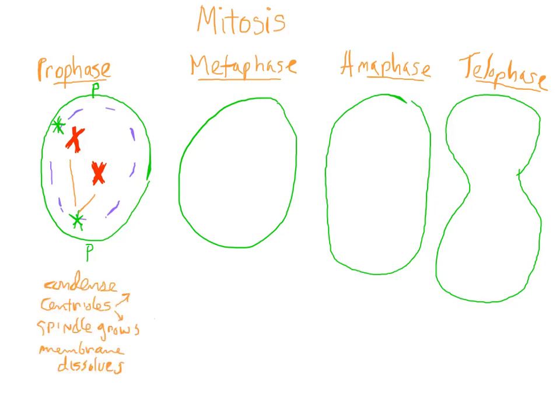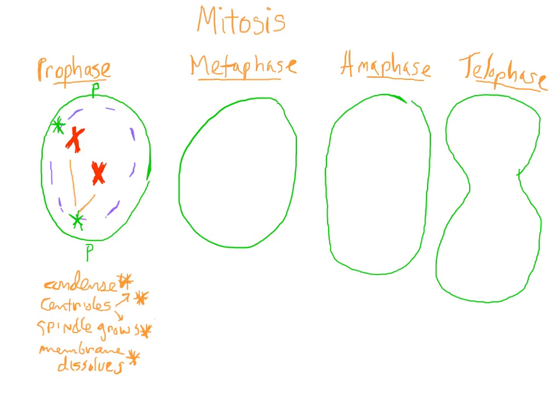Just a few things to remember for prophase: the sister chromatids condense, the centrioles are moving towards the poles, the spindle fibers are growing out of the centrioles, and the nuclear membrane finishes dissolving.